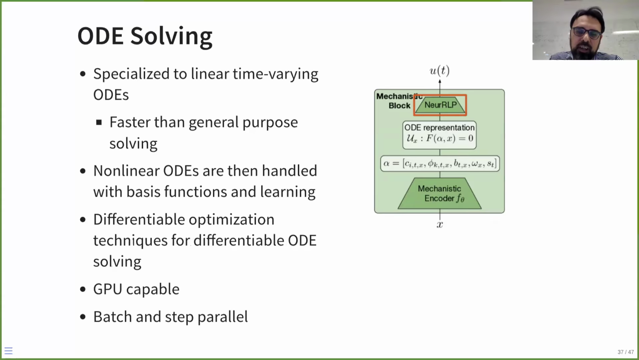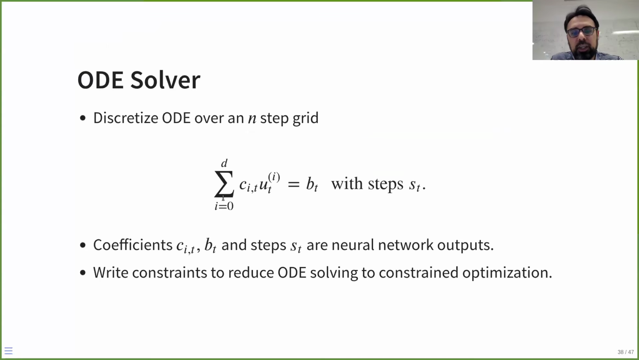And so the approach that we take is of constraint optimization. So we reduce the problem of solving this linear ODE into a constraint optimization formulation. Basically what this means is that first, given the ODE, we discretize this over a grid. That means that we need the coefficients. These are output by the neural network. So these will be the C and the B. We have some step sizes. These can also be differentiable. And not mentioned here are also initial conditions.